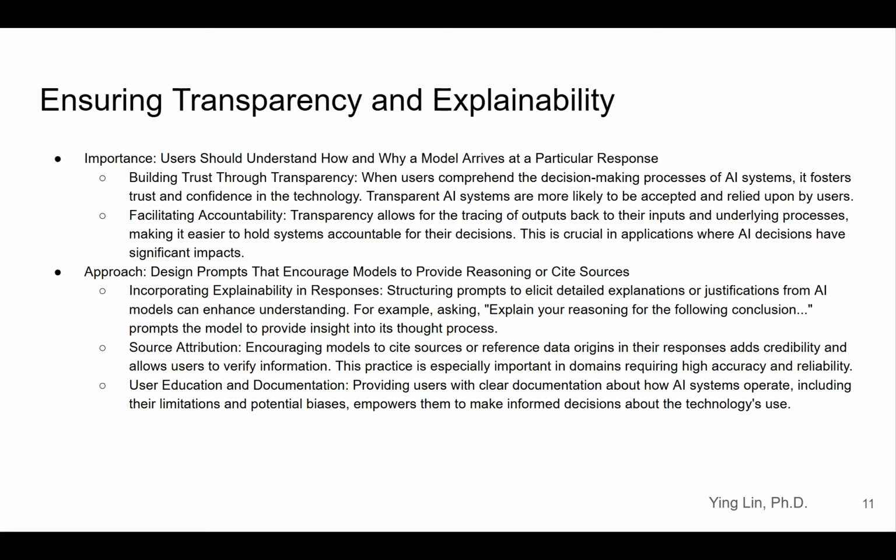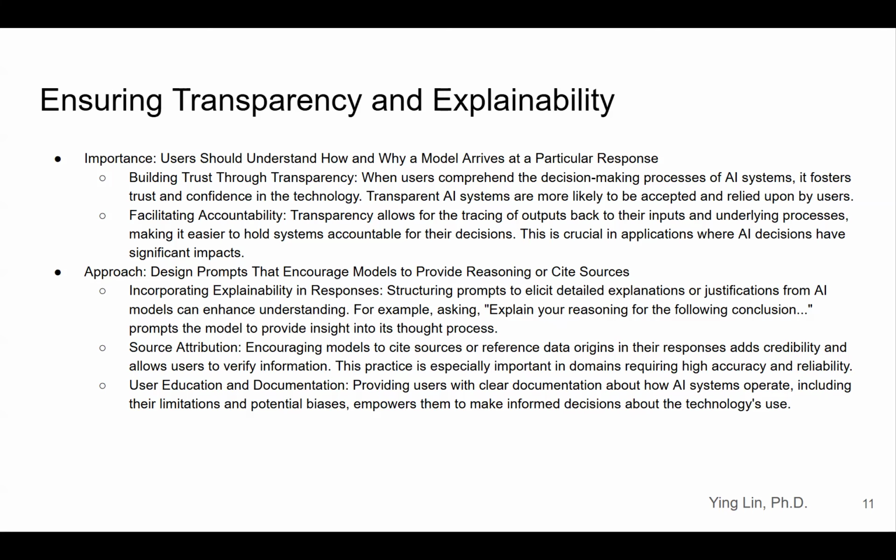So AI should not just provide answers, but also explain its thought process, and also perform source attribution and encourage AI to cite sources. Citations improve credibility and allow users to verify information. It's important for high accuracy fields like journalism, academic research, and law. So citing sources makes AI-generated information more trustworthy and fact-based.